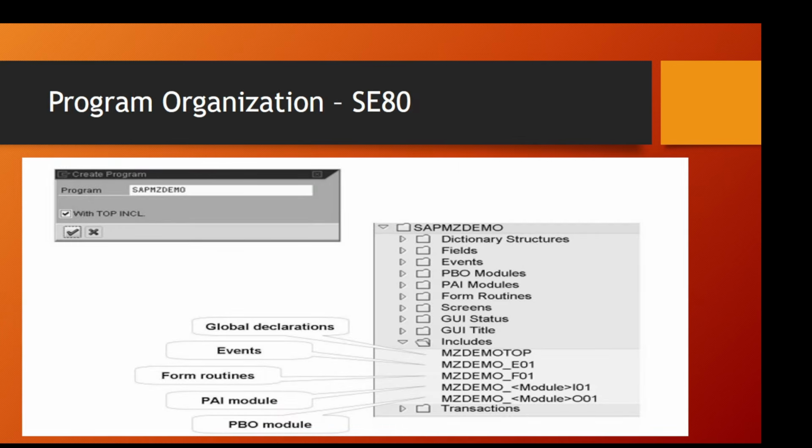Last but not least, program organization. For details and for exploring the program organization of any module pool program, we can use the transaction SE80, and in SE80 we have to enter the program name. It will automatically show all the global declarations, events, form routines, PAI modules and PBO modules. We will discuss what PAI and PBO modules are in my coming videos.